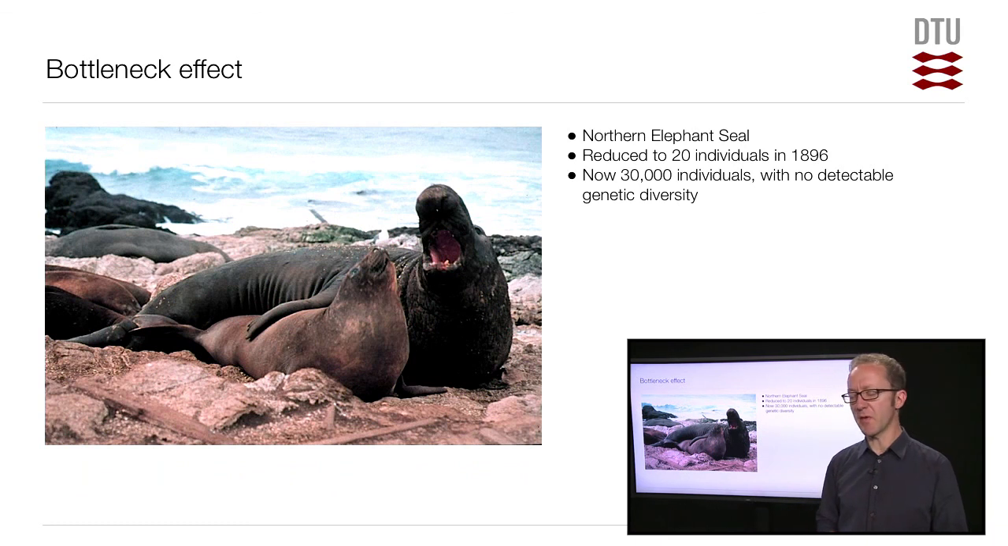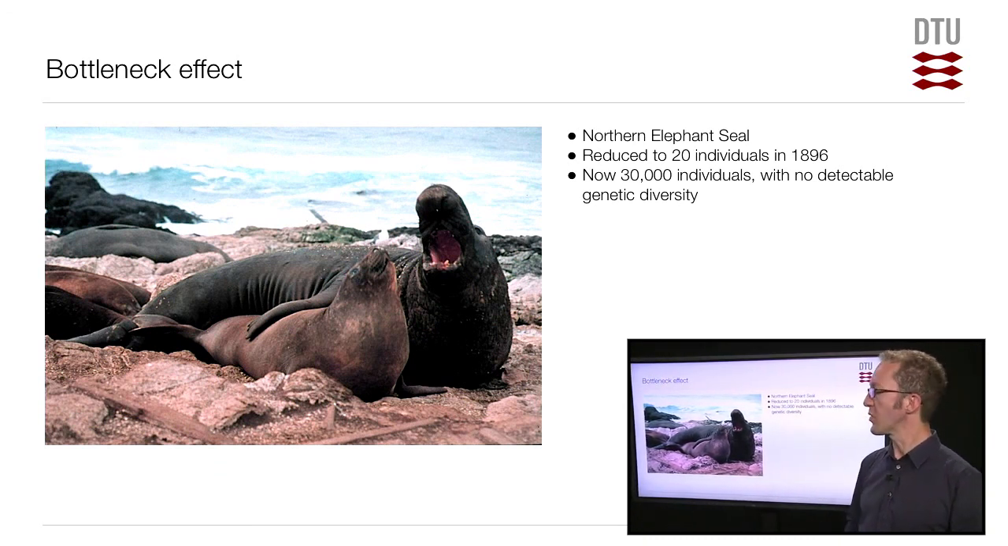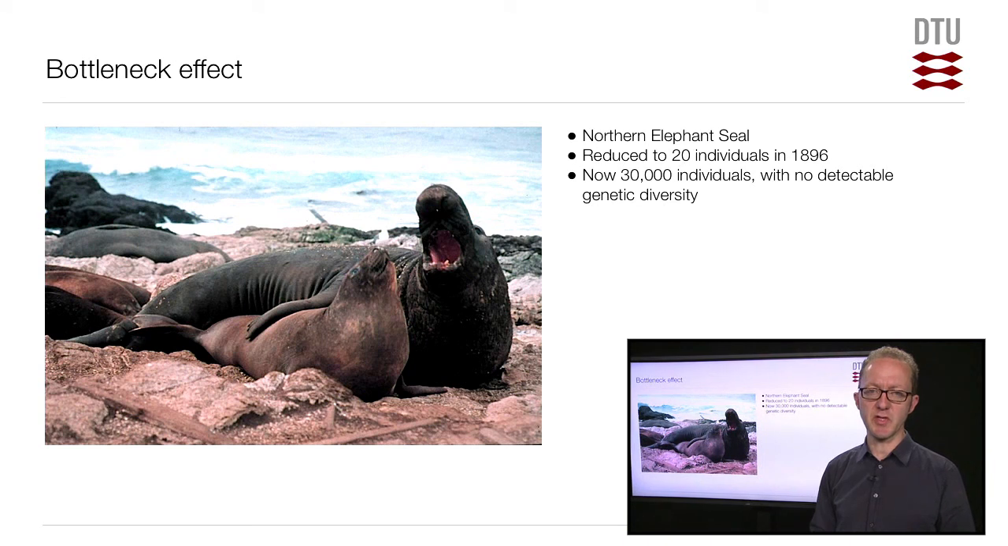Another similar example, the northern elephant seal. This was hunted for many years for food by whalers and other seamen. This caused there to be about only 20 surviving individuals in 1896, it was estimated. We now have a population of about 30,000 individuals, but there's again almost no genetic diversity between these individuals. So if this population survives for sufficiently long, they may pick up new variation as a result of mutation, but right now there's not much for natural selection to work on in this population.